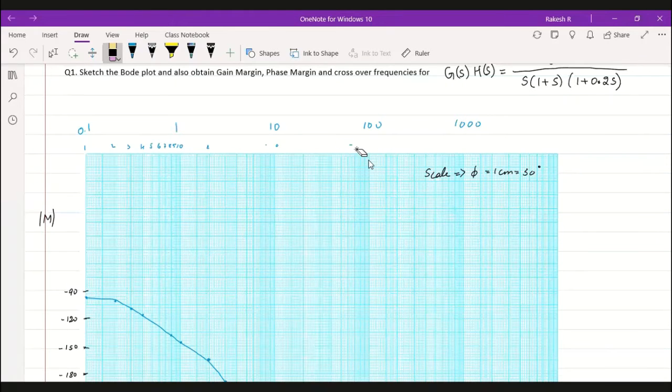Mark whenever you want to mark it like this. That is 1, 10, 100, 1000, like this you need to mark. Understood?